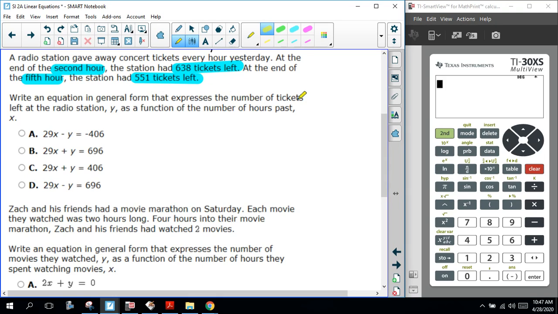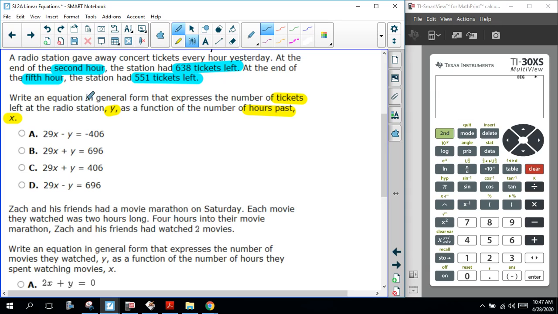To express the number of tickets the radio station has, which is going to be the y value, so the tickets is y, as a function of the number of hours passed. So the hours passed is going to be x. That makes a lot of sense, guys. If you ever have a variable of time, it will always be the x value or the independent variable.